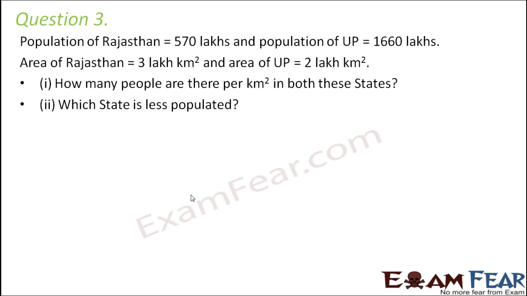Population of Rajasthan is 570 lakhs and population of UP is 1660 lakhs. Area of Rajasthan is 3 lakh kilometer square and area of UP is 2 lakh kilometer square. How many people are there per kilometer square in both these states? Let us try to calculate this. Per kilometer square means how many people are present in 1 kilometer square. That is what we need to find out. Let's see how we proceed.